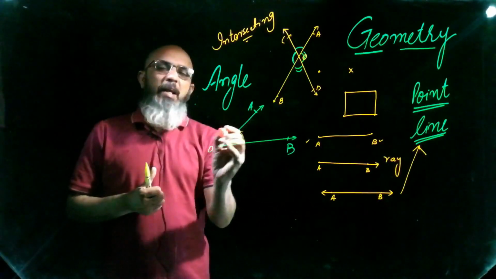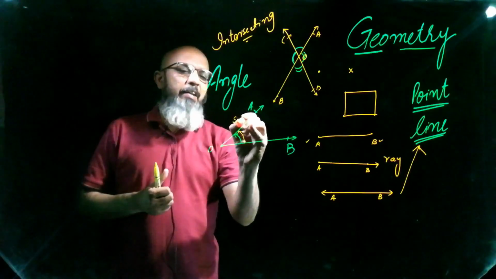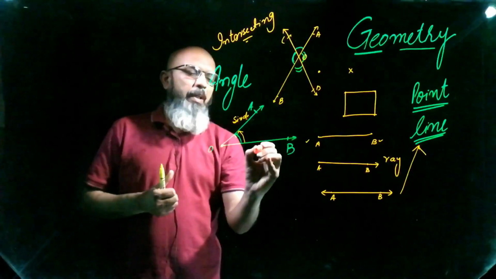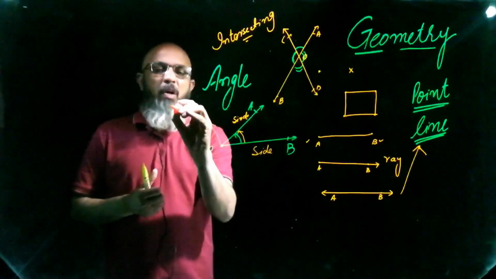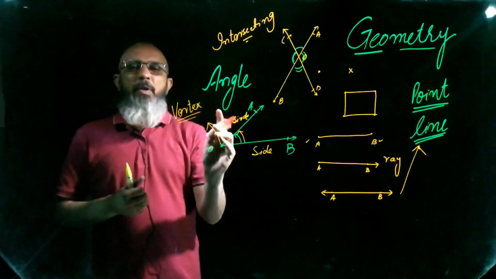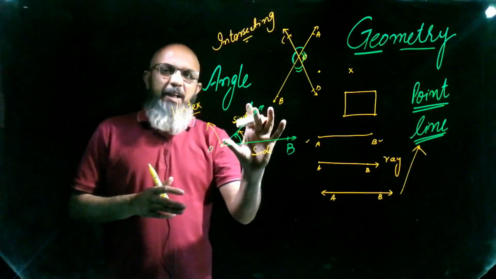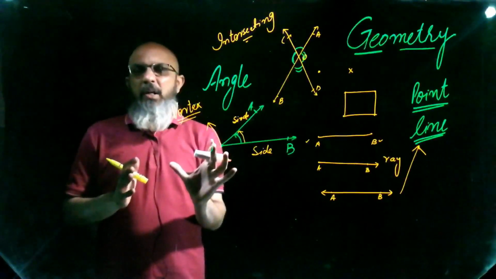OA and OB are called sides. OA is a side, OB is a side of an angle. And what is this common point called? That common point is called vertex. This common point is called vertex. And OA, OB are the sides of an angle.